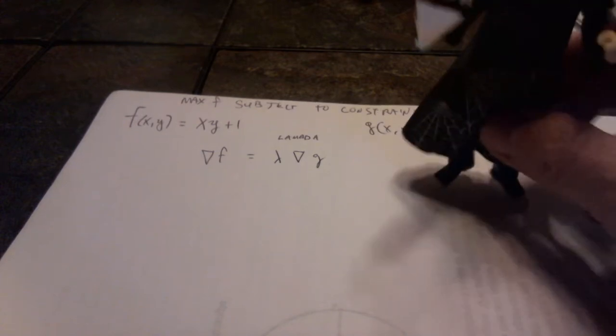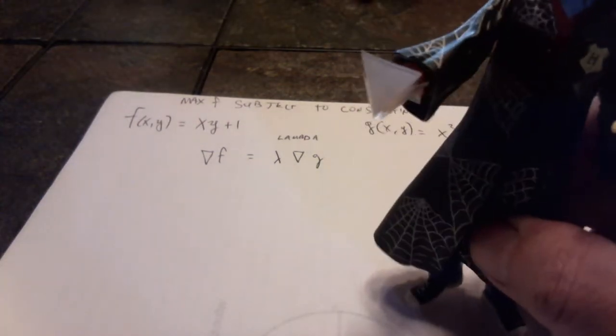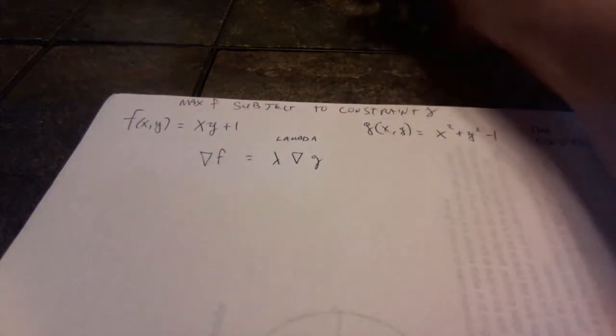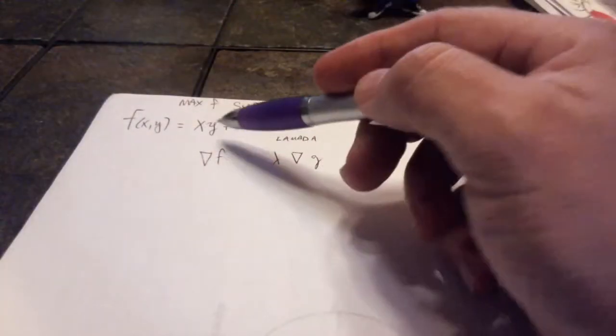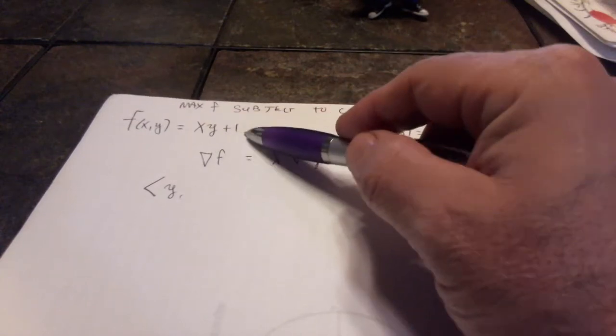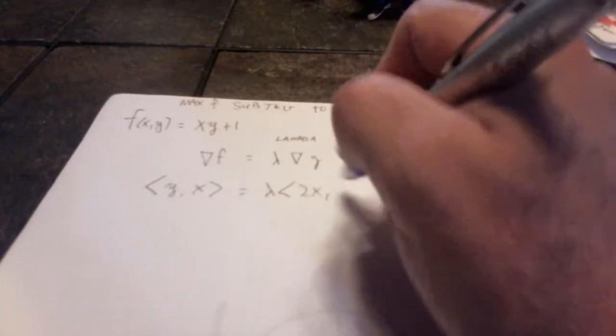Let's do what it says. So what do we do? Well, I have special guest Harry Potter, who is doing the class with us, and Harry says, oh, he doesn't know what to do. Well, use the gradient operator, Harry. So Harry's going to take the gradient of f, and that's going to be a vector. The partial derivative of xy plus 1 with respect to x, which is y. The partial of xy plus 1 with respect to y, which is x. And that's supposed to be equal to lambda times the gradient of this, and that's going to be 2x comma 2y.